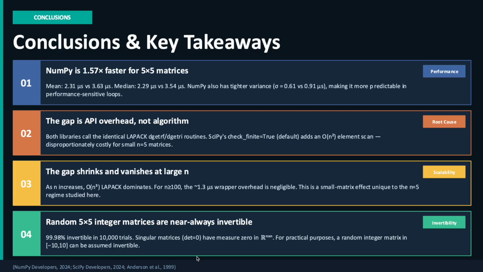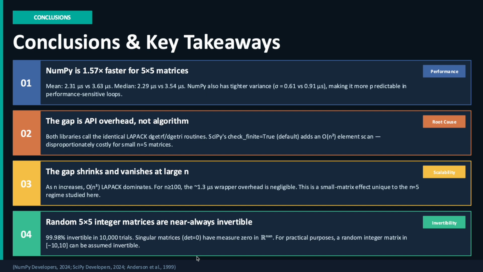To summarize everything, we got basically four takeaway points from this assignment. The first is that NumPy is almost 1.5x faster than SciPy, specifically for 5 by 5 matrices. As you can see, the mean time gap was 2.31 microseconds versus 3.63 microseconds in running these programs on each of these libraries. Secondly, the gap is basically because of the API overhead, not the actual algorithm itself.